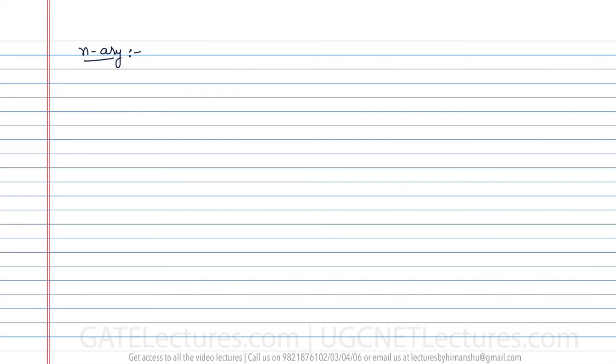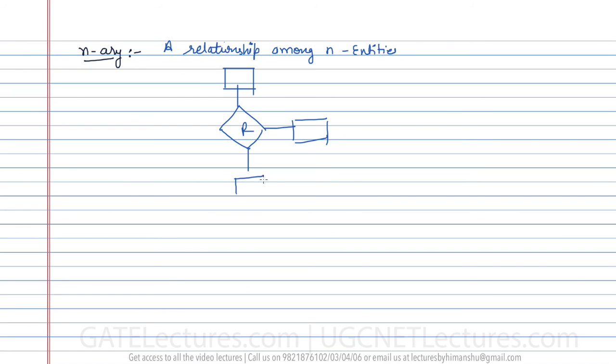Next is the n-ary relationship. These are relationships among N entities. We can have an entity here, and here, and here, so there may be many entities participating. Like this is entity E1, this is entity E2, then entity E3, E4, E5, E6, and so on up to entity EN. If there are N entities participating in a certain relationship, that is called an n-ary relationship.